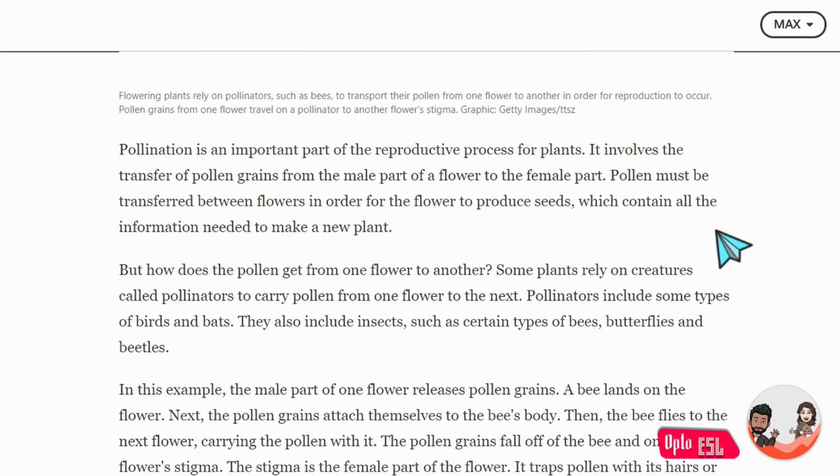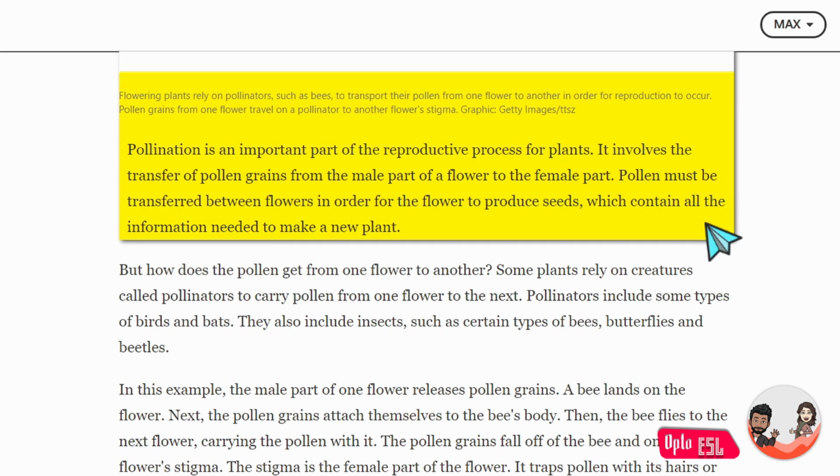Here we go. First paragraph. Pollination is an important part of the reproductive process for plants. It involves the transfer of pollen grains from the male part of a flower to the female part. Pollen must be transferred between flowers in order for the flower to produce seeds, which contain all the information needed to make a new plant.